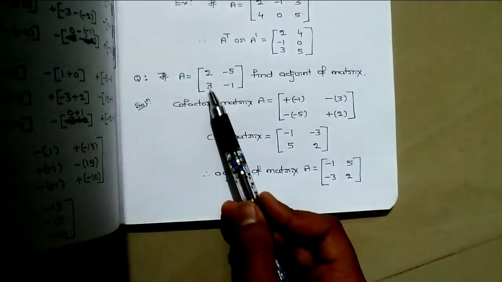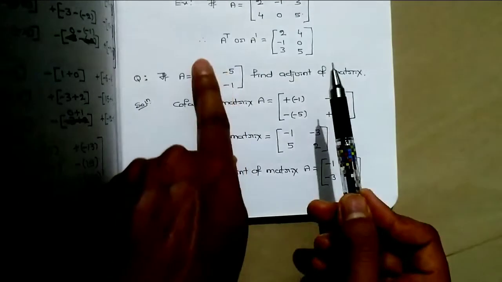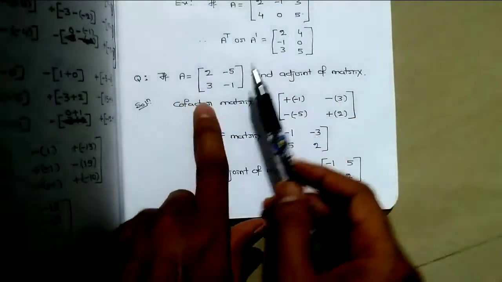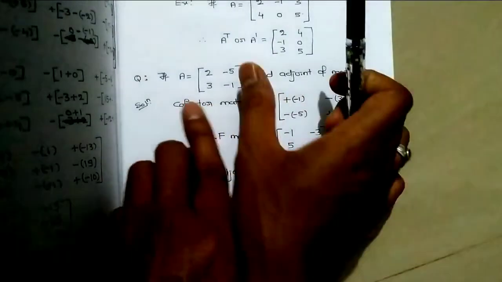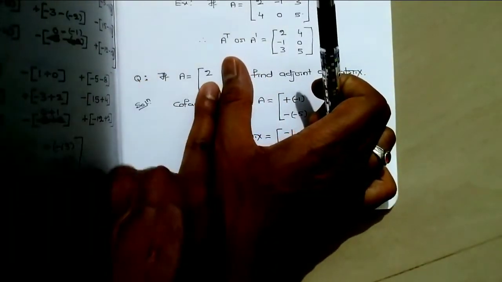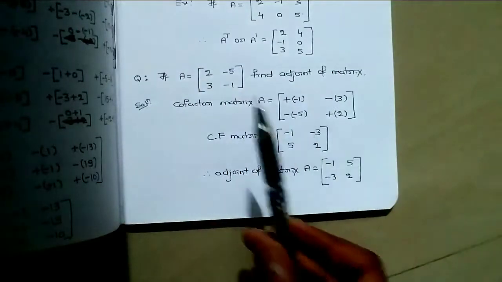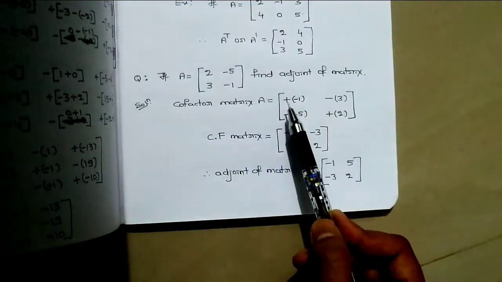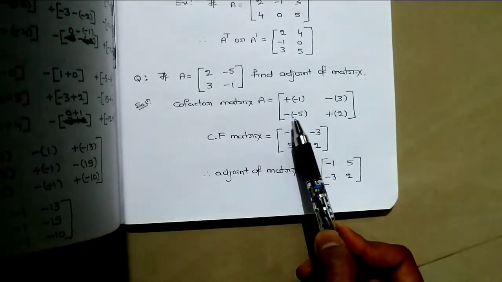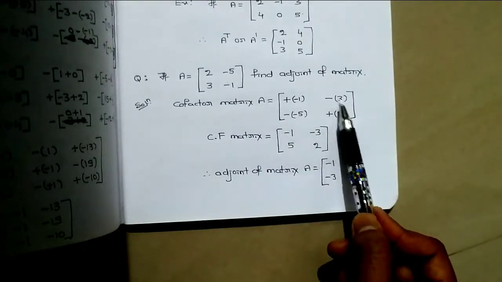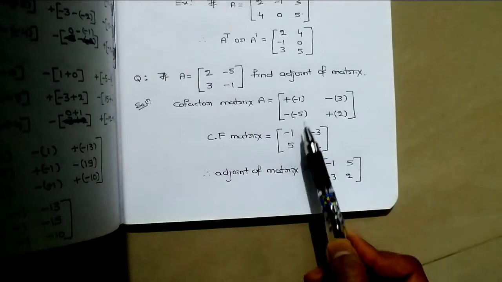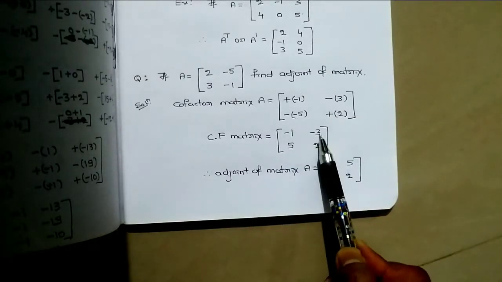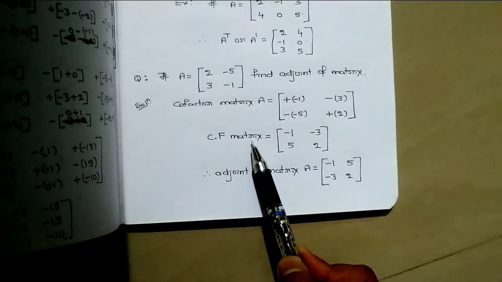Next, whenever you are taking 3, delete that particular column and row. Next, minus 5 here. And whenever you are taking minus 1, delete that particular column and row. What is the remaining element here? 2. So write it here, 2. Next, you do the sign multiplication. Plus into minus is minus 1, minus into plus is minus 3, minus into minus is plus 5, plus into plus is plus 2. So this indicates the cofactor matrix.